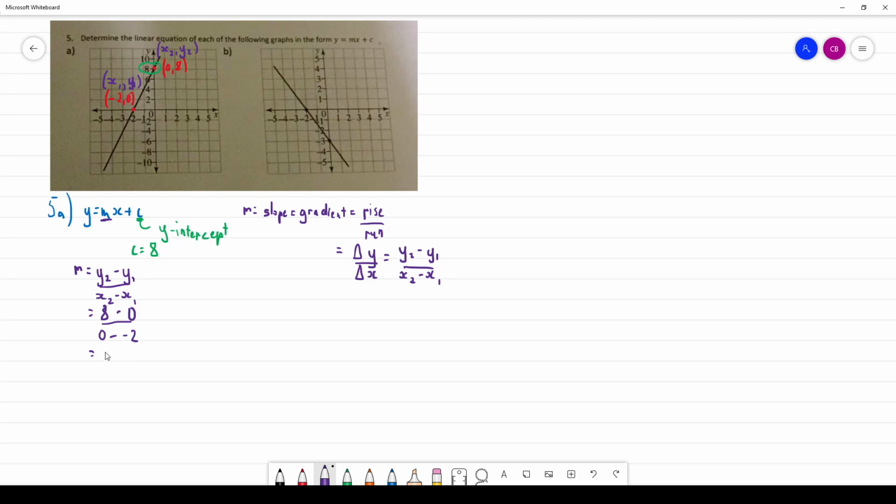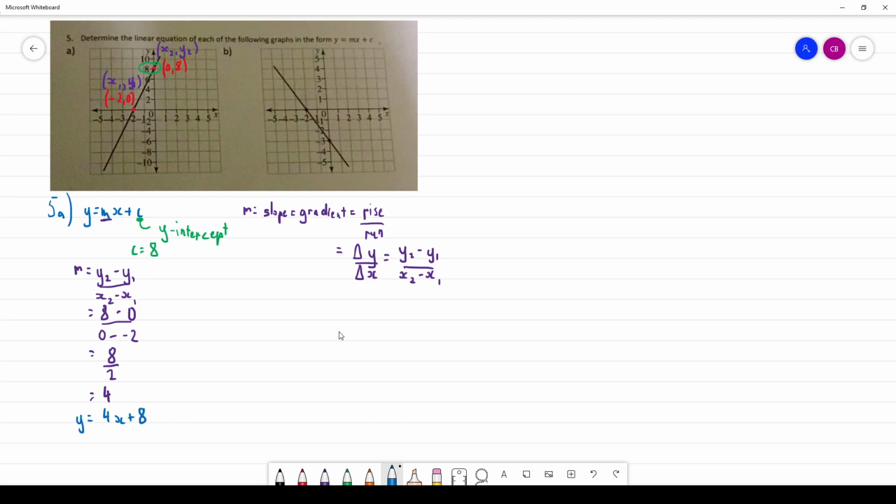Then we can simplify this a little bit. 8 minus 0 is 8, and 0 minus -2 will equal +2, or just 2. And 8 divided by 2 is 4. Now, we're pretty much done. We know m, and we know c. So we can just write, y equals 4x plus 8.